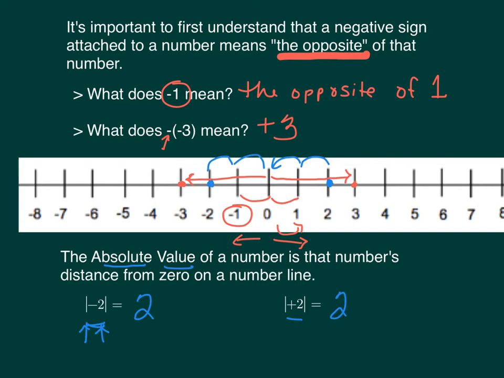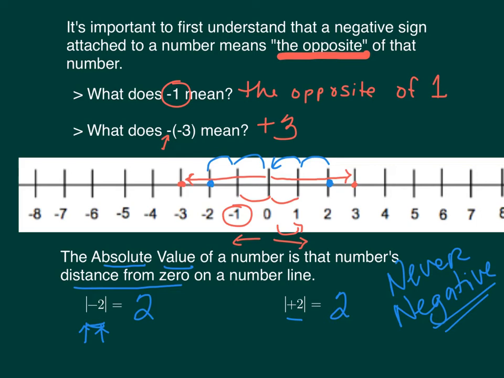You can consider them as being +2 because, in fact, it is positive. We don't typically write the positive sign there. But if you think about it, a distance cannot be negative. The negative tells us the direction it goes in. So the absolute value is never negative, because it's a distance, and specifically the distance from 0.